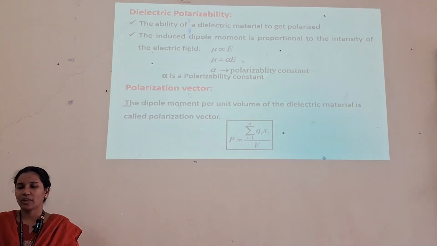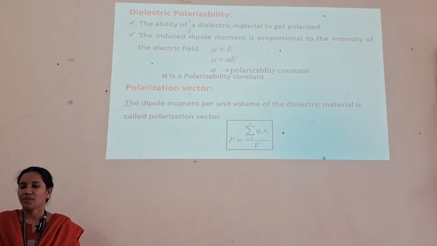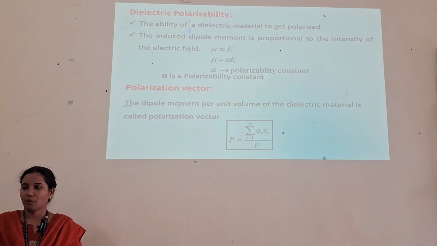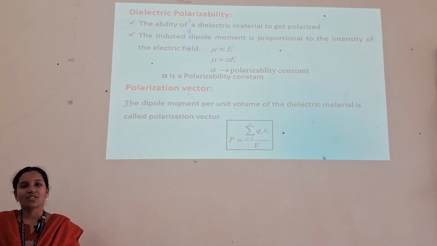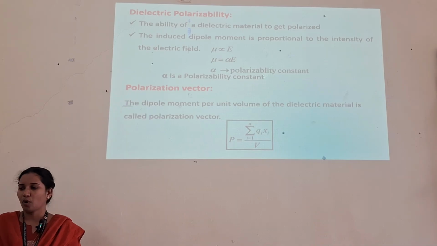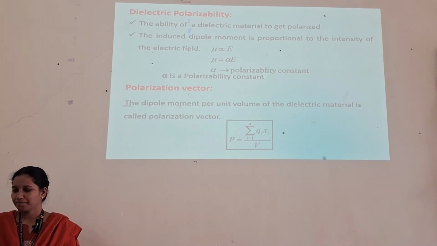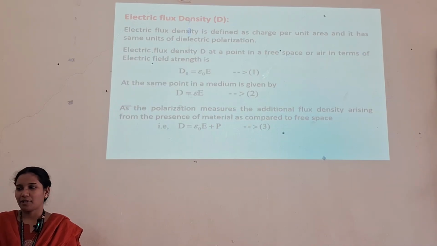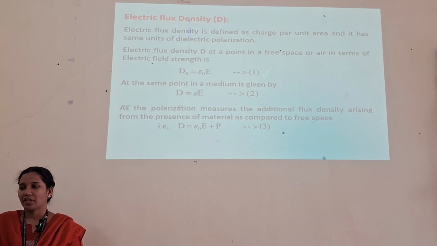Dielectric polarizability. The ability of a dielectric material to get polarized is nothing but dielectric polarizability. The induced dipole moment is proportional to the intensity of the electric field. Polarization vector. The dipole moment per unit volume is nothing but the polarization vector, denoted by capital P. Electric flux density is defined as charge per unit area and it has the same units as dielectric polarization.